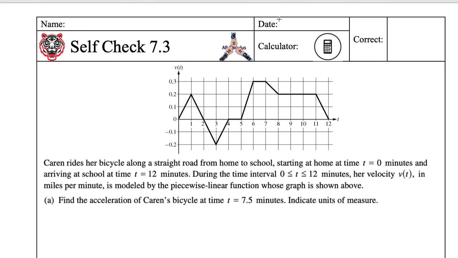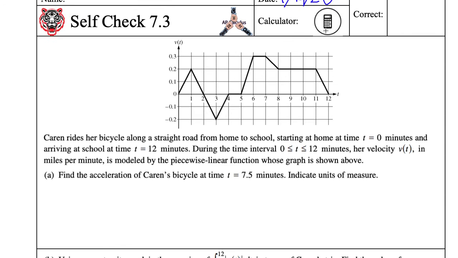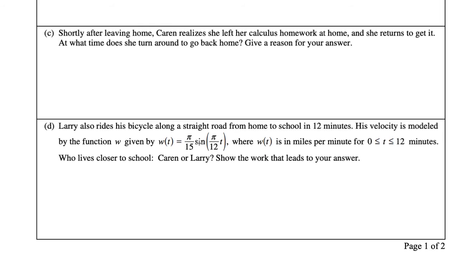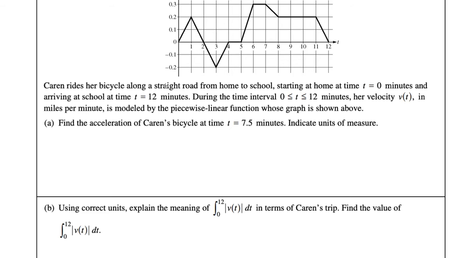All right, AP Calculus, today's date is January 14th, 2020. We're on self-check 7.3 here, the solutions. This one, you do need a calculator even though it has a graph, weirdly, because of part D. Part D is the one that you really need your calculator on. Everything else, I mean, it's nice and handy.